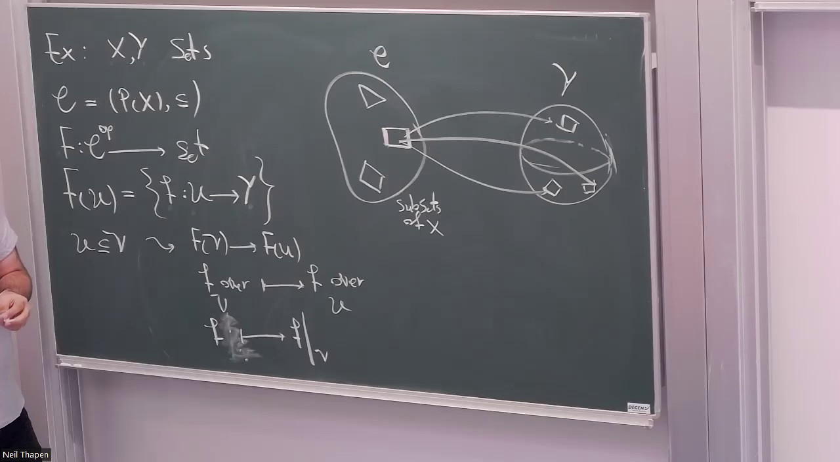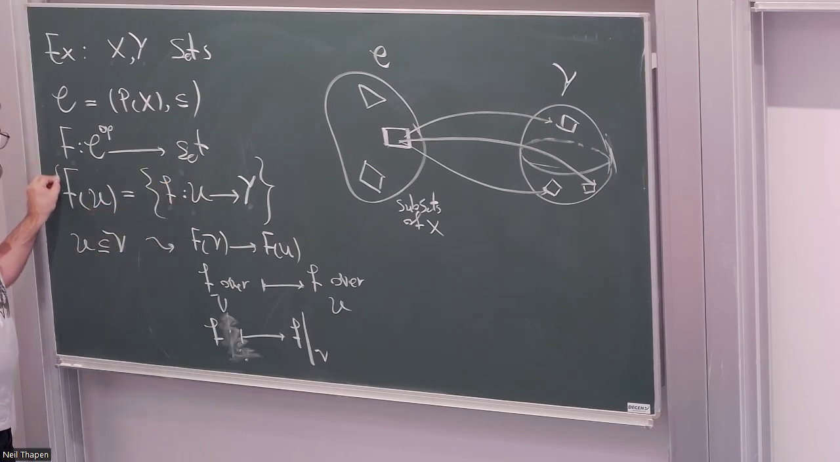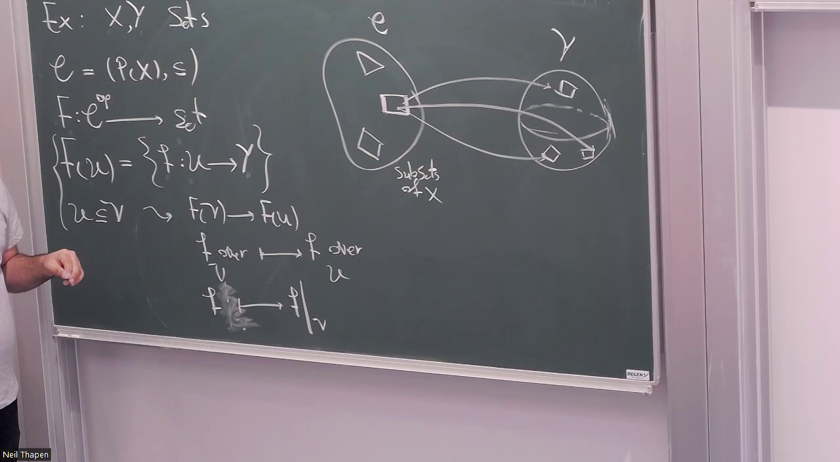Example starts with X, Y sets. Sets. You need real sets or you need categories? No, just real simple sets. F on the third line makes C opposite to Set, which means the category of sets. Yes. And so it's a functor. And the below is the definition of the functor. I just define the functor and that's it, right?